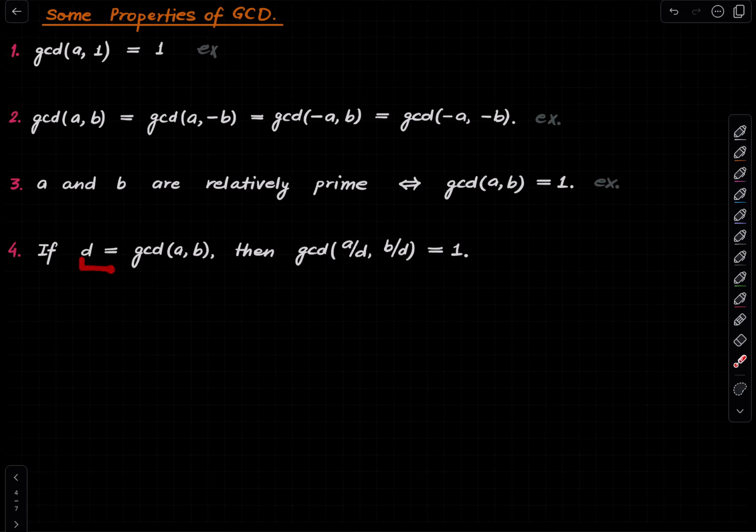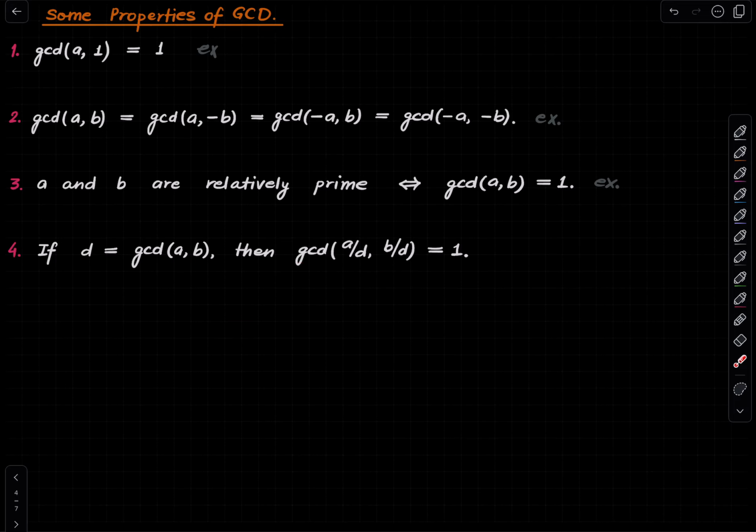Also, if d is the GCD of a and b, then the GCD of a/d and b/d, which are legitimate integers, because d is the GCD of a and b, in particular, d divides both a and b. If d divides both a and b, a/d and b/d are both integers, and we can talk about their GCD as long as these are not both 0. Since a and b are not both 0, because we are talking about their GCD, we have implicitly assumed that. So a/d and b/d will also be not both 0, and hence we can talk about their GCD.